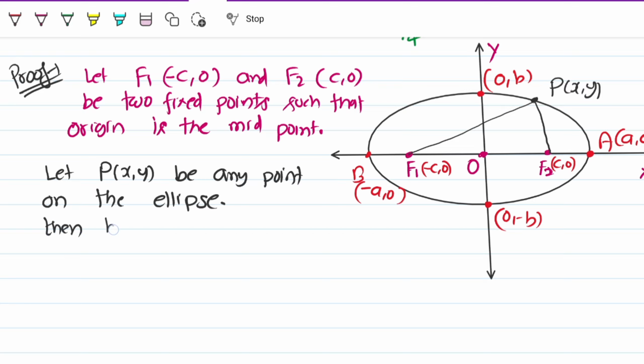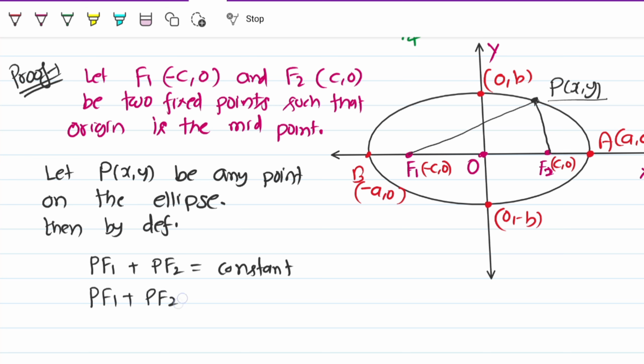Then by the definition of the ellipse, PF1 plus PF2 equals a constant. We have assumed one point P, so PF1 plus PF2 is also constant. But actually in the standard ellipse, that constant equals 2a. Now you must be wondering why it is 2a only. If you want to know why it is 2a, let me know in the comment box and I will explain how 2a comes. For now we will take 2a.